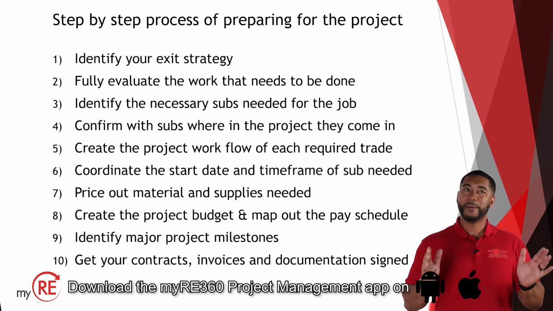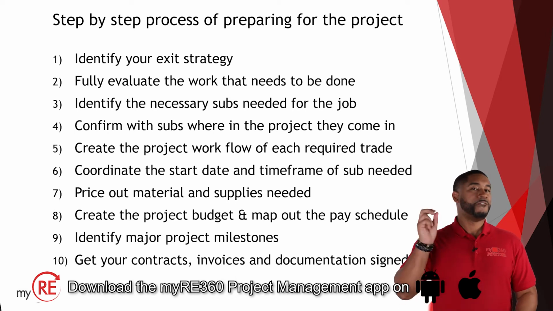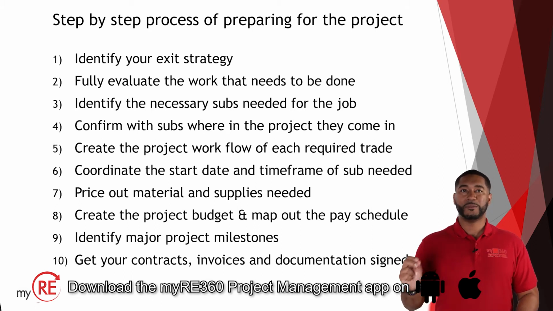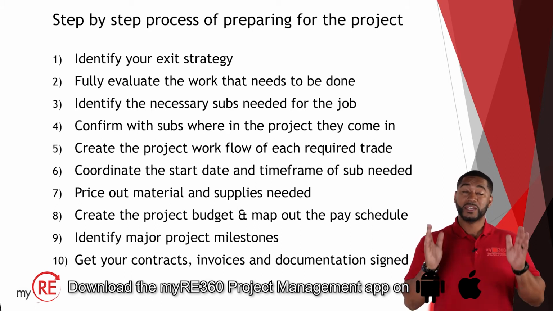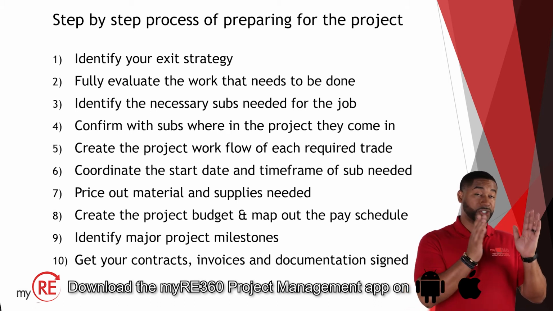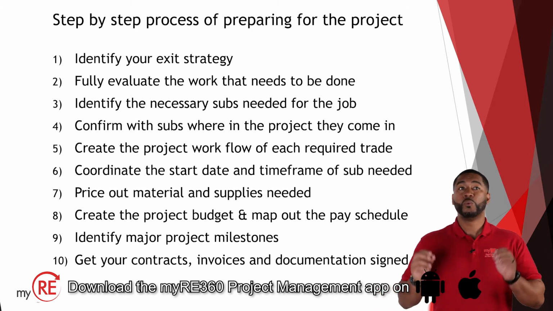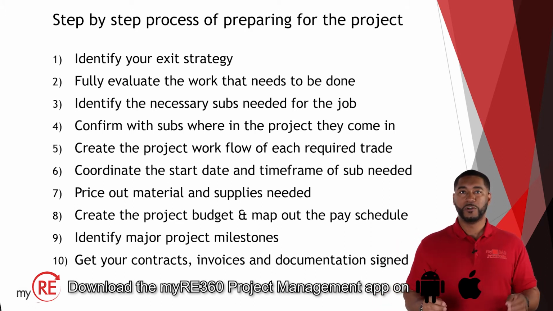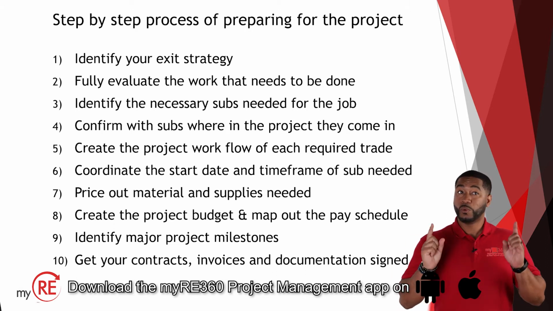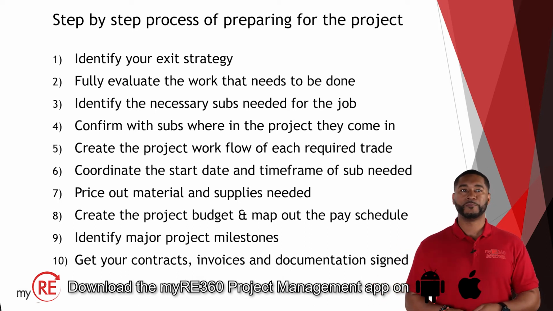Number one, in this step-by-step process of preparing for your project, identify your exit strategy. Fully evaluate the work that needs to be done. Identify the necessary subs needed for the job. Confirm with your subcontractors where in the project they are set to start, and just as importantly, when they should be completed. You want to create a project workflow for each subcontractor or trade service that is needed. You then want to properly coordinate the start date and completion date of each subcontractor.